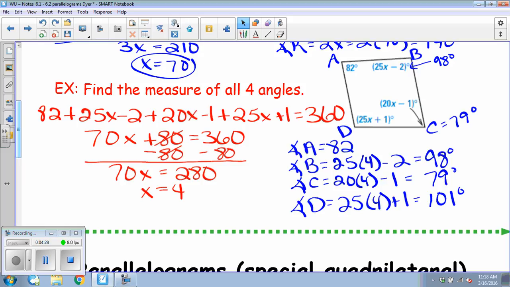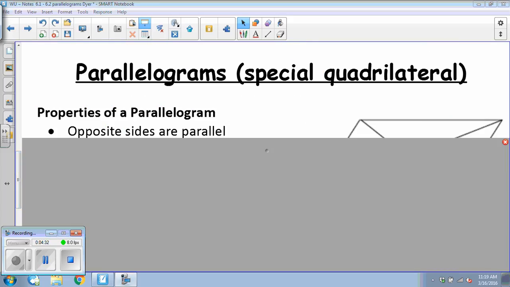Okay, now, there are 5 special properties of parallelograms. A parallelogram is a quadrilateral, because it has 4 sides, but it's a special quadrilateral. There are 5 important properties. These 5 properties are what you're going to use to set up your equations. So you need to know these.